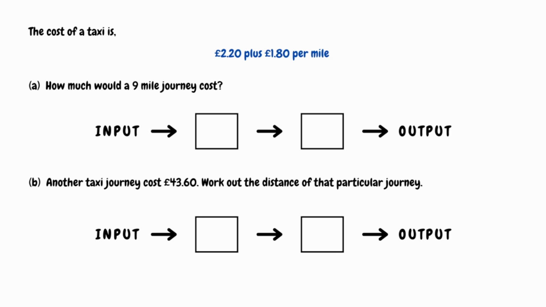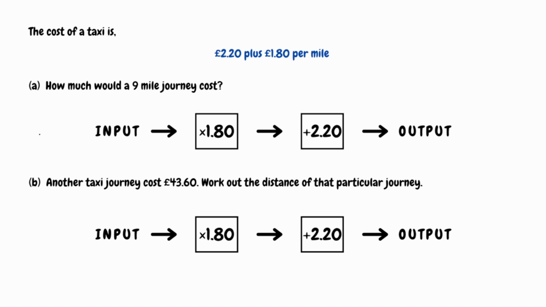So if our input is the amount of miles, and we're charged £1.80 for every mile, we're simply going to multiply by 1.80. I'm going to keep it to two decimal places here, just to remind myself at the end to go to two decimal places because we're dealing with pounds and pence. So we take the amount of miles, we multiply that by 1.80, but then we had this standing charge of £2.20, which we also need to pay. So for our final step, we're just going to add that on, and then the output will be the final price of the journey.